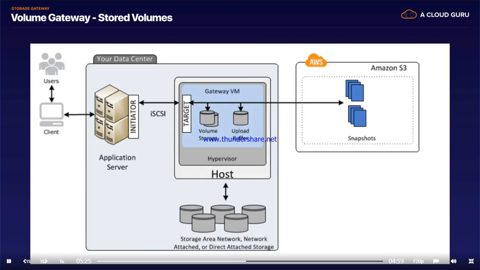So this is what it looks like here. We've got our users and our client. They're using the application servers. This then uses an iSCSI connection to our host. And this host is running our gateway virtual machines.